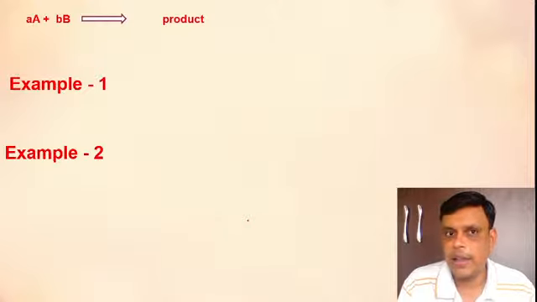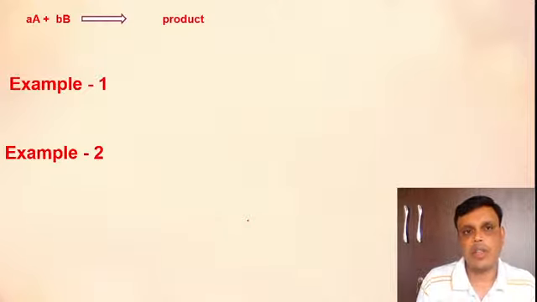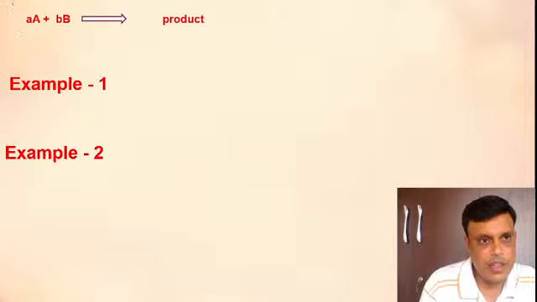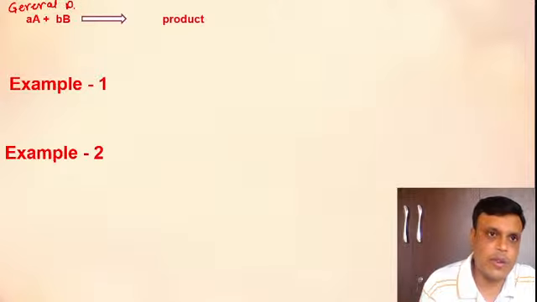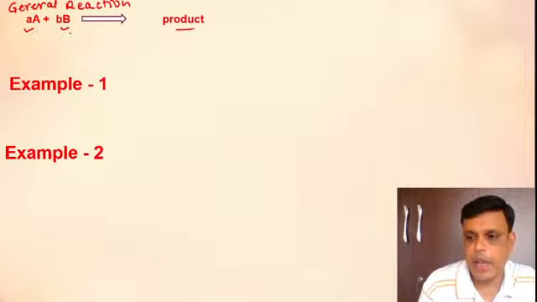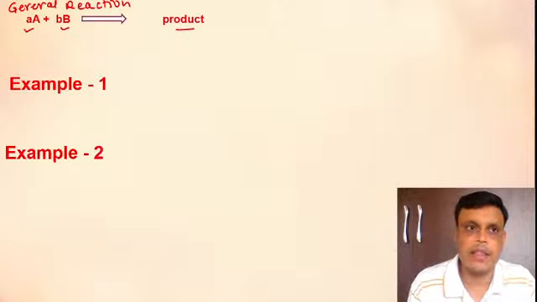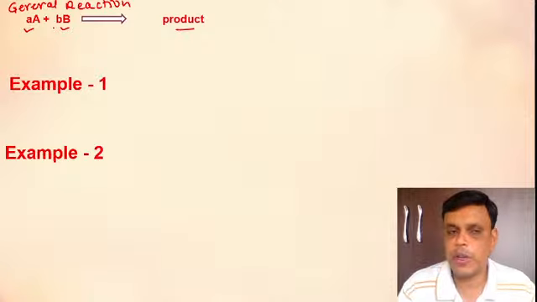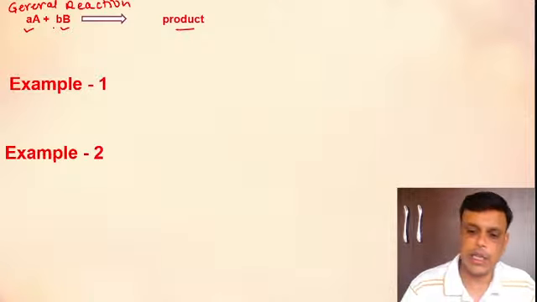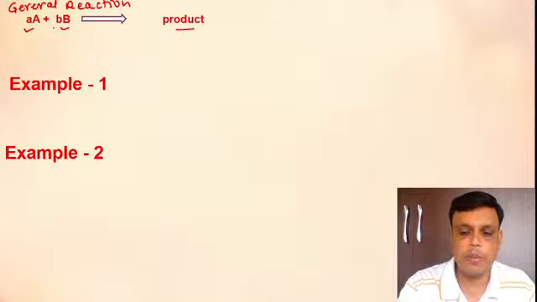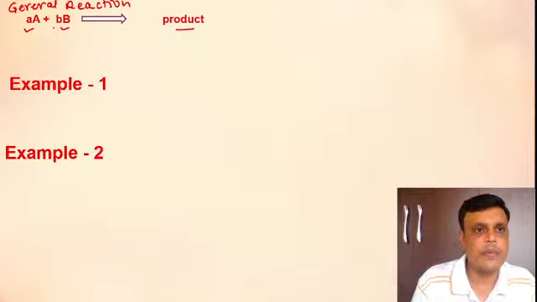Then we will apply this rate law to a general reaction. Consider this is your general reaction, that is small a of A plus small b of B gives you product. Here capital A and capital B are reactants, and small a and small b are the stoichiometric coefficients or stoichiometric amounts of reactants A and B respectively. Okay, Ganesh, Vaibhav, Rupesh is saying yes sir. So for this reaction we will apply the rate law.